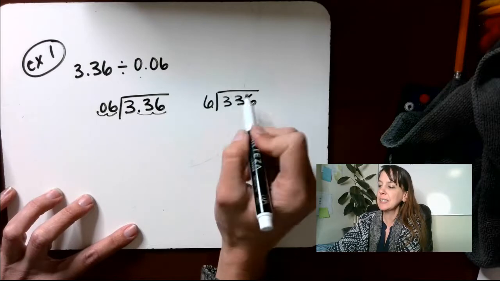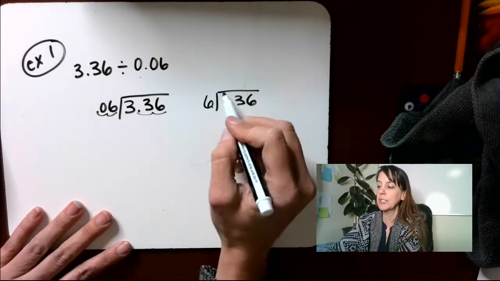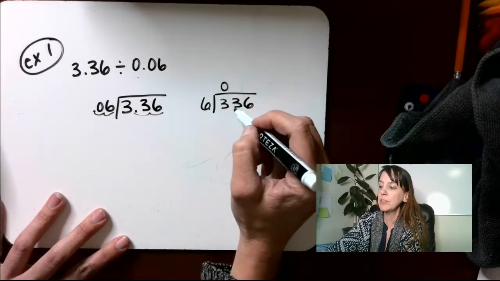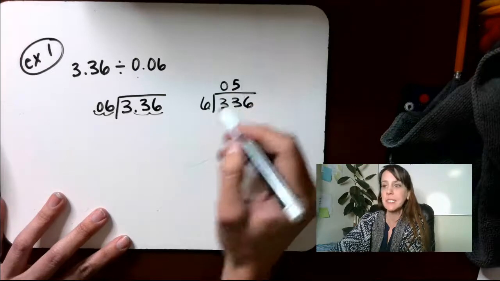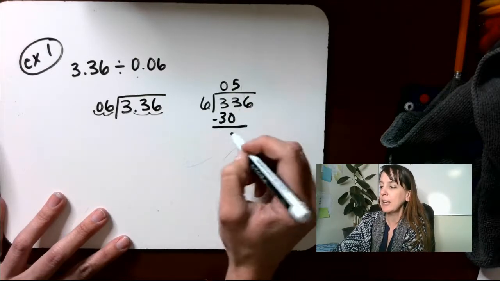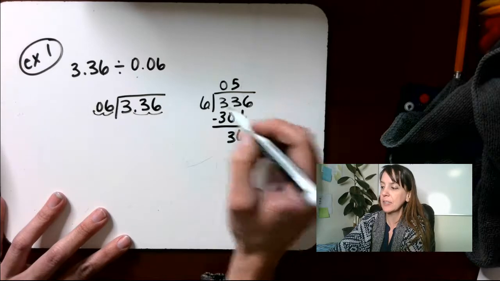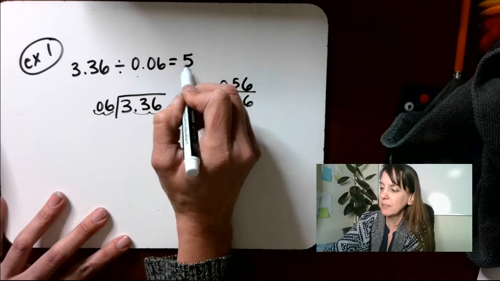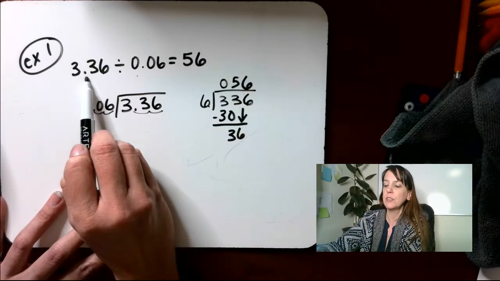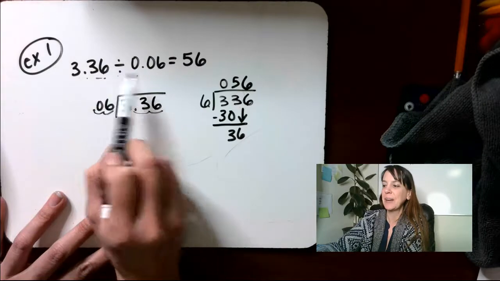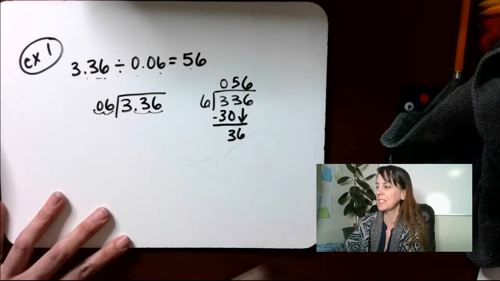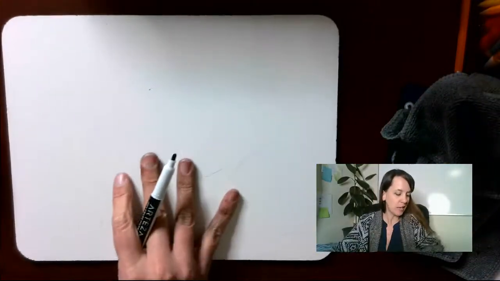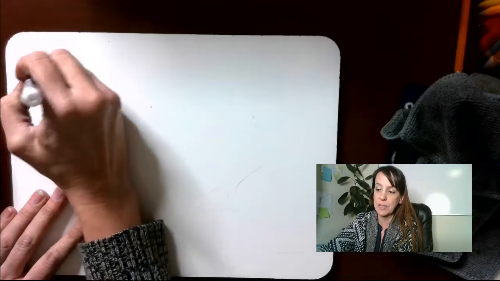336. So 6 doesn't go into 3, so we can put a 0 there as a placeholder, but it does go into 33 5 times. 5 times 6 is 30. Subtract that and we get 3. Bring down another 6. 6 goes into 36 6 times. So this answer is going to be 56. 3 and 36 hundredths divided by 6 hundredths is going to be 56. Okay? So it's all about moving that decimal. And what you do to one side, you've got to do to the other, and then it's just the same division that we've been doing all along.